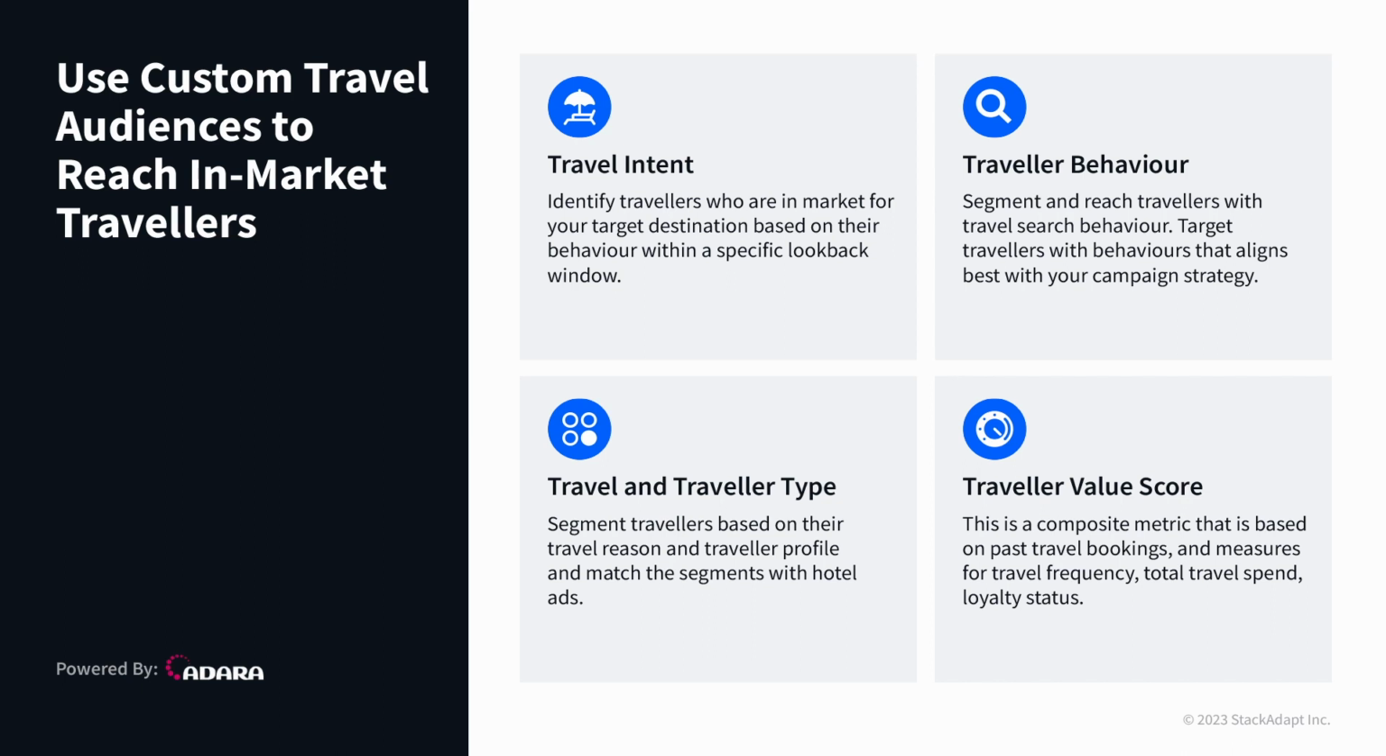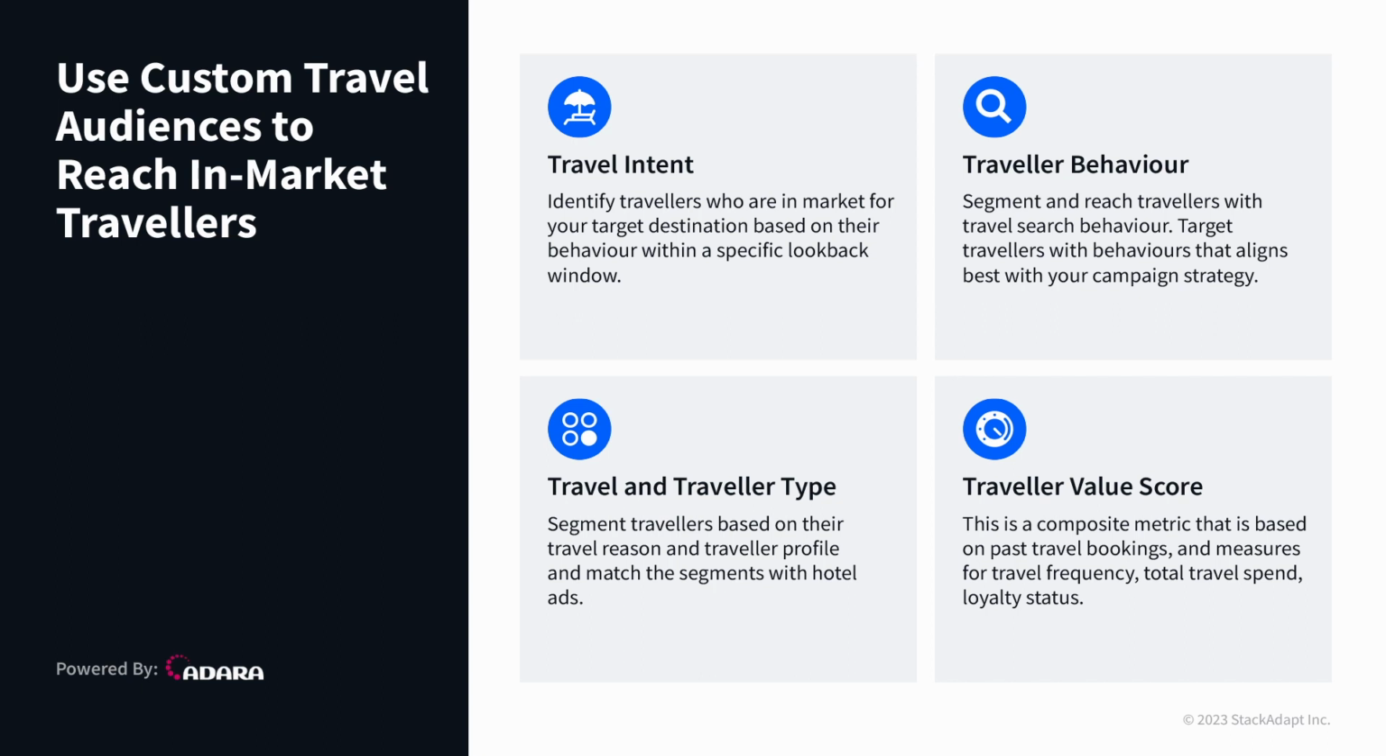The last one we'll look at is traveler value score. This is a composite metric that Adara have built, and it's based on past travel bookings. Essentially, it measures travel frequency, total travel spend, loyalty status, and memberships to evaluate someone and give them a score based on their expected spend.